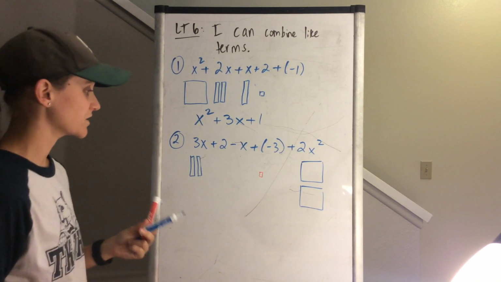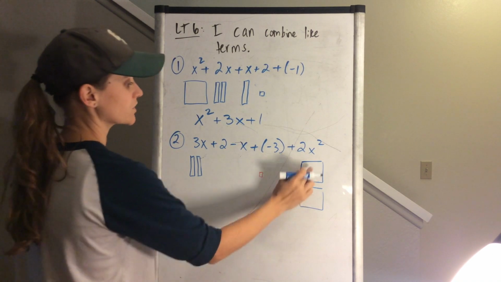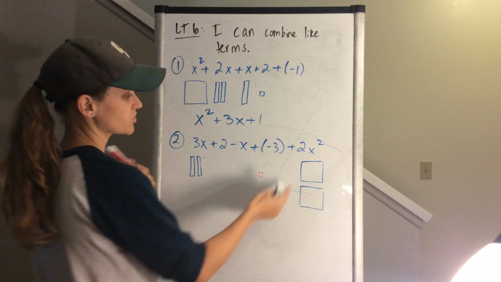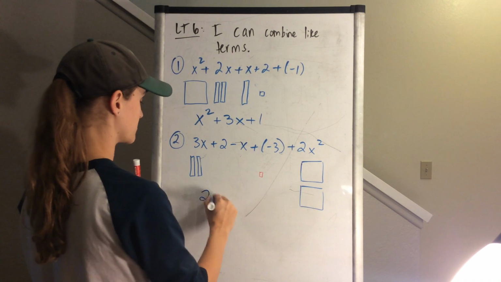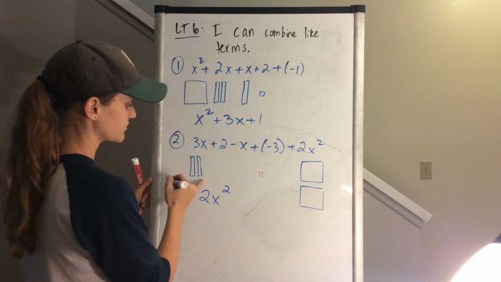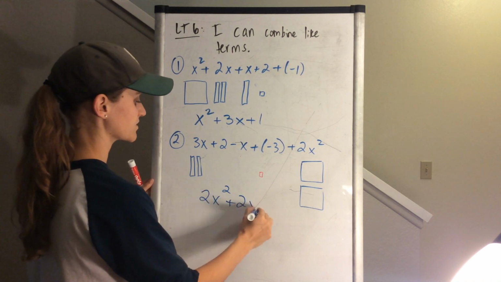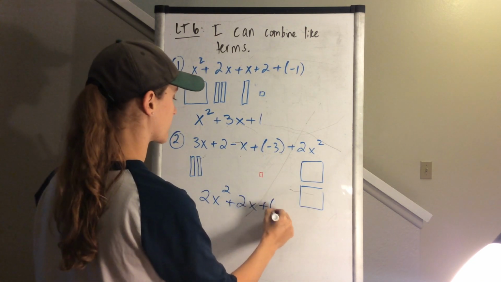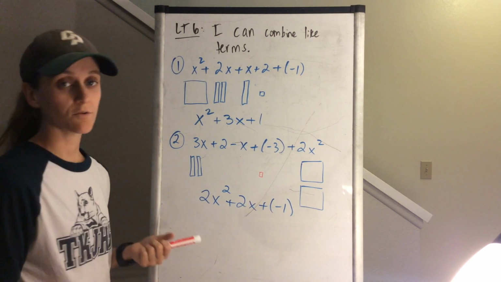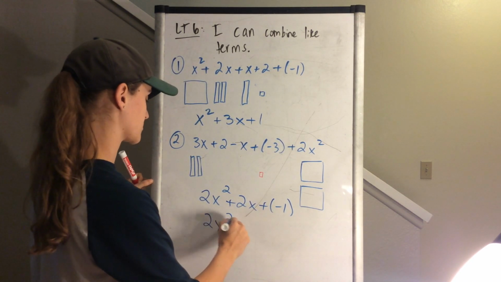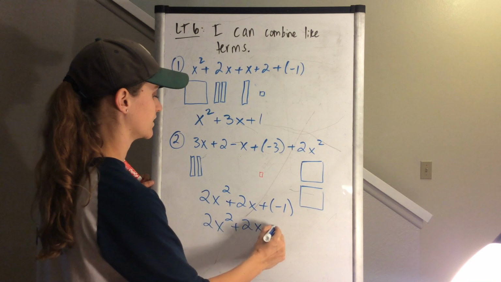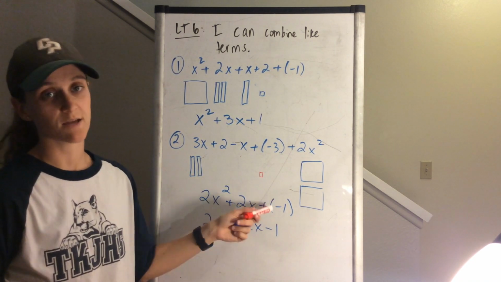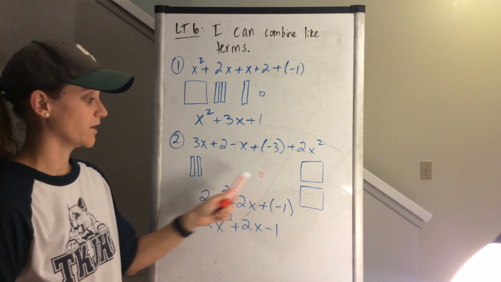Okay, so now I'm going to count up what I have left over. I usually go biggest to smallest, so I have 2 of the x squared tiles, so I write 2x squared. I have 2 of the x tiles, so that's plus 2x. And then here I have a -1, so I'm going to write plus -1. Or if you want, you can write it as 2x squared plus 2x minus 1. These both mean the same thing because they both mean that you have 1 negative unit.